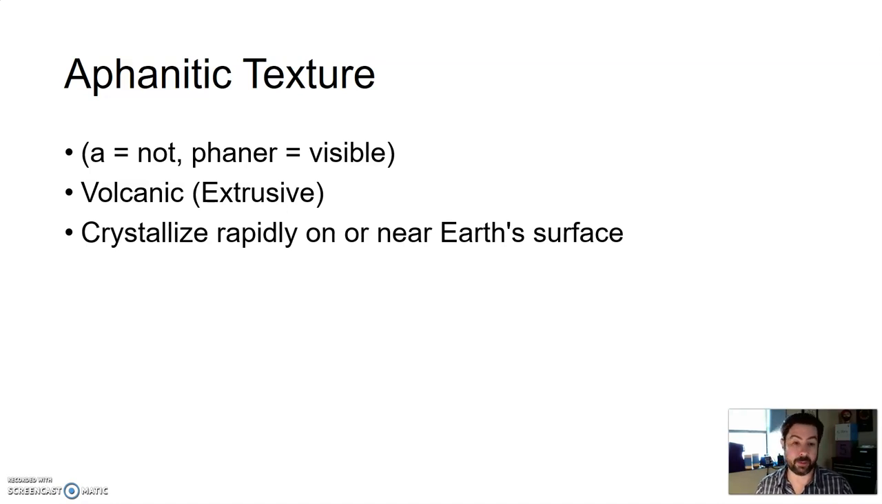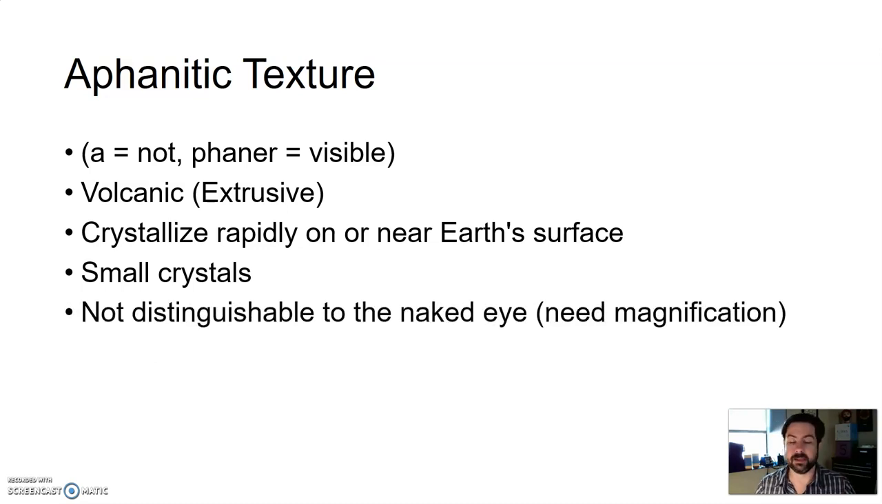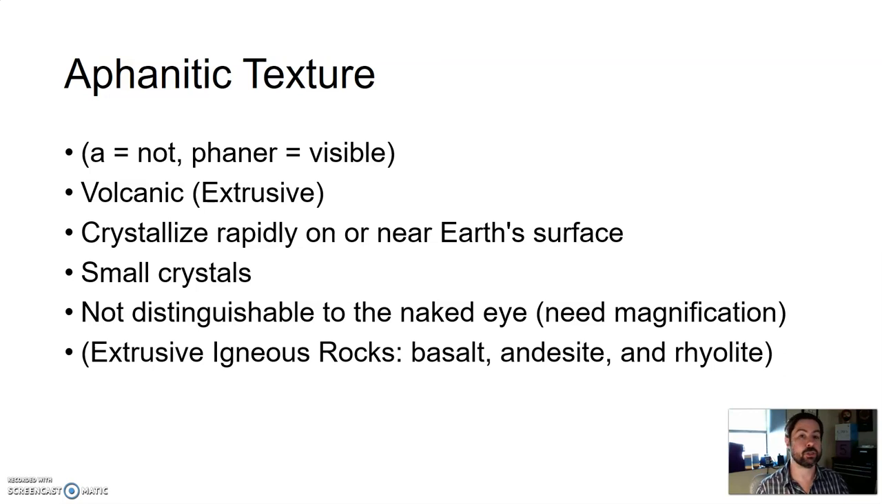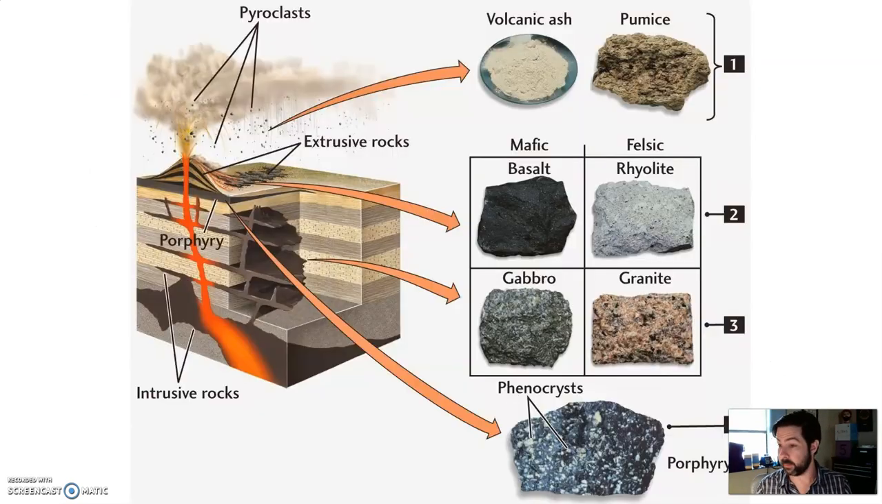They crystallize very rapidly on or near the Earth's surface. Again, they create very small crystals that are not distinguished by the naked eye. You can see them under a magnifying glass or under a microscope. But any igneous rock that has a small crystal texture, an aphanitic texture, indicates it cooled at or near the surface. Some extrusive igneous rocks, extrusive meaning they've exited the earth and cooled on or near the surface, include rocks such as basalt, andesite, rhyolite.